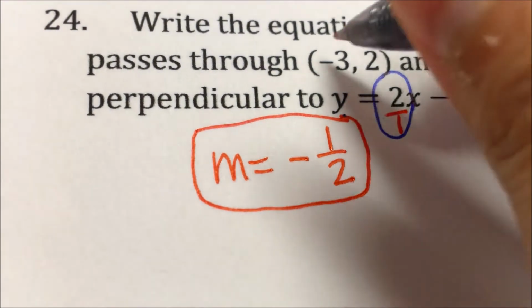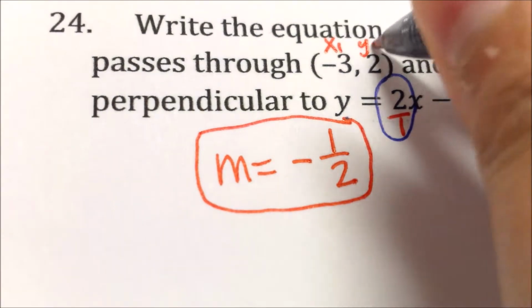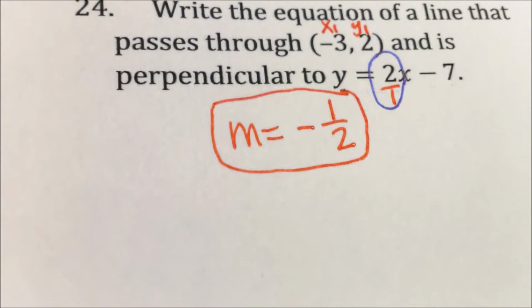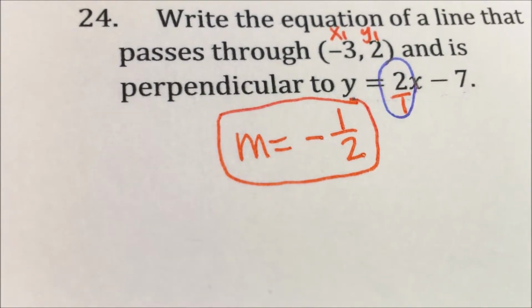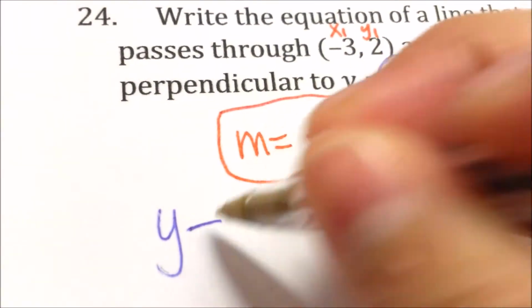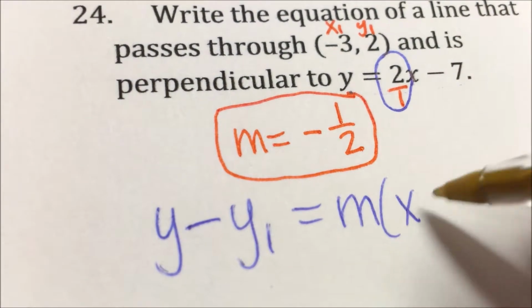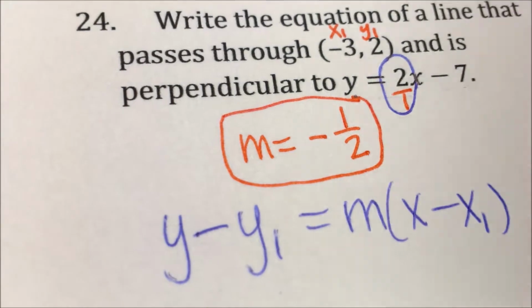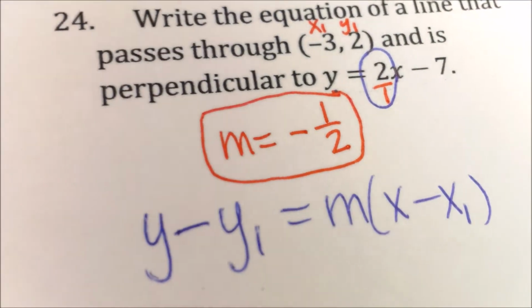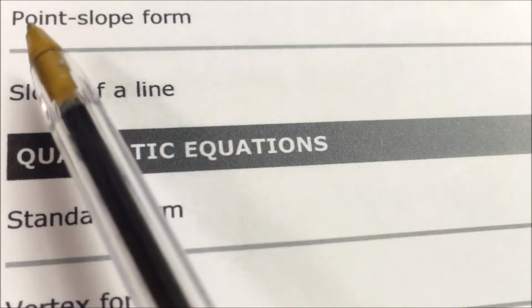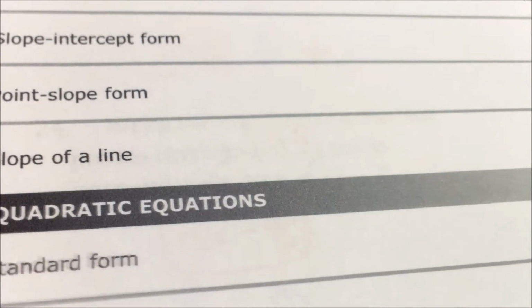Here's my x1, y1. We have a point, we have a slope. So we're going to use point slope to find the equation of the line. Point slope is y minus y1 equals m times x minus x1. Point slope is on the formula chart. Point slope, and there it is.